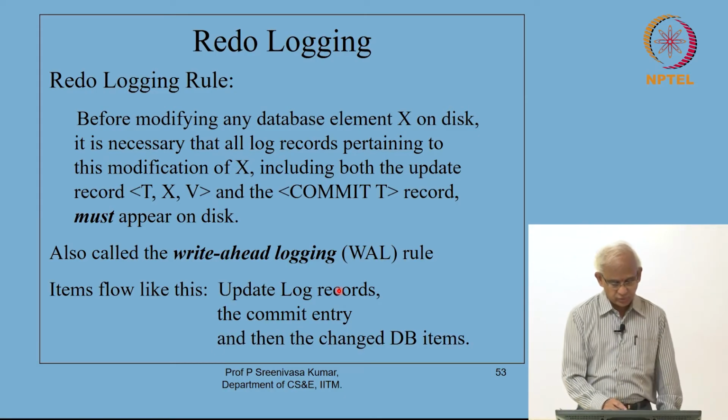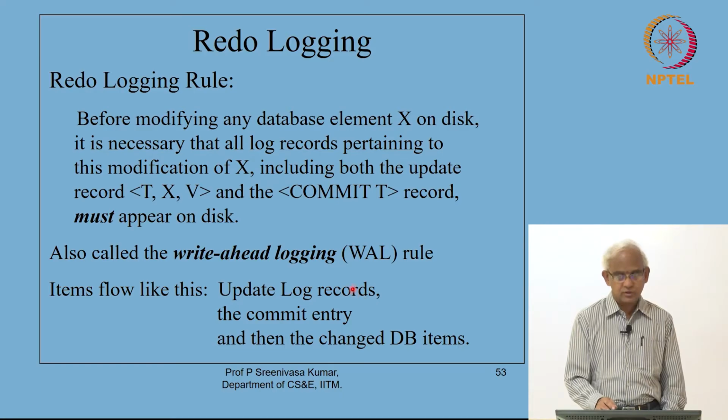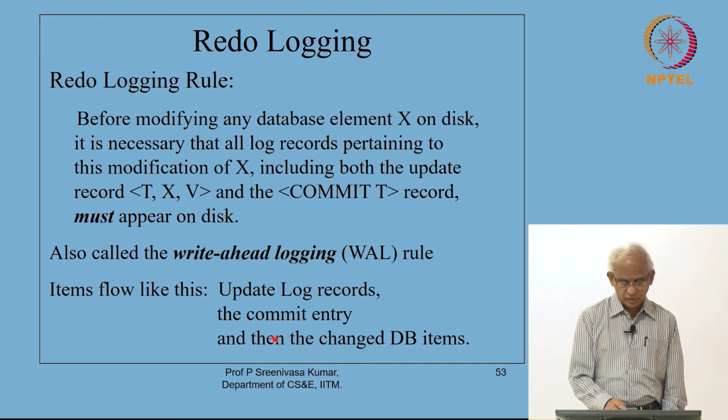The items will flow like this. First, the update log records will go to the disk, then the commit entry will go to the disk, and then the actual changes to the database on the disk will be carried out in a leisurely manner. There is no particular hurry to write all the items to the disk. The transaction is not waiting to commit. It makes the commit entry, so we allow it to go.